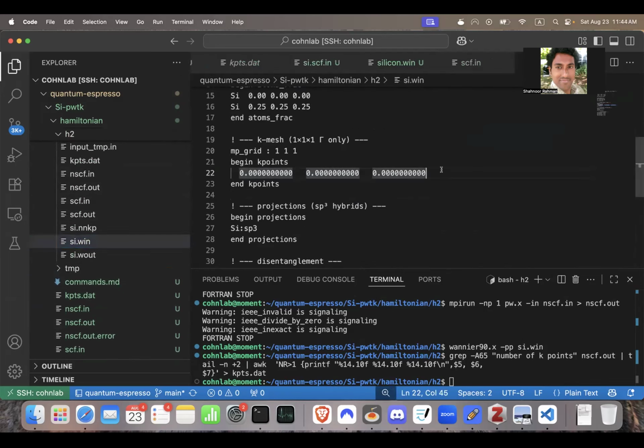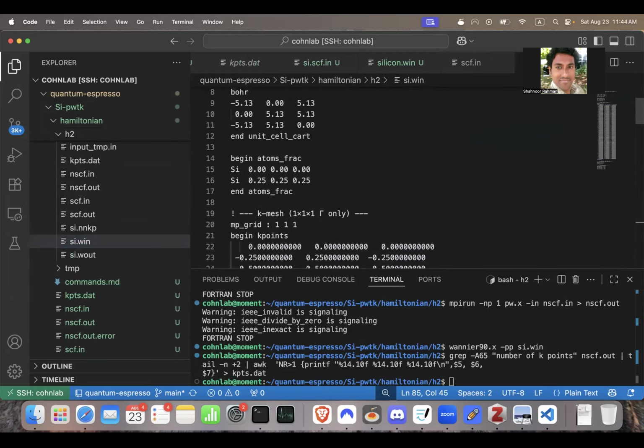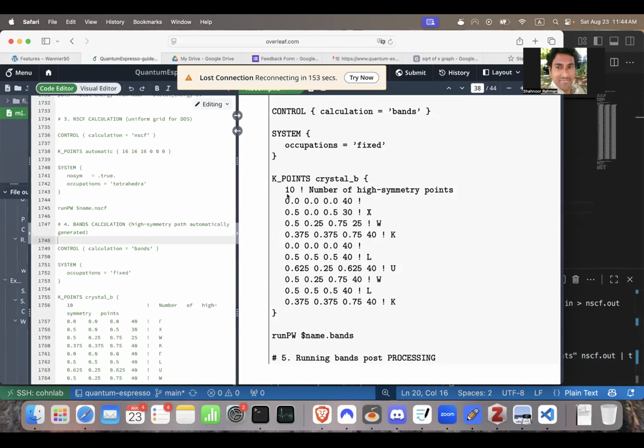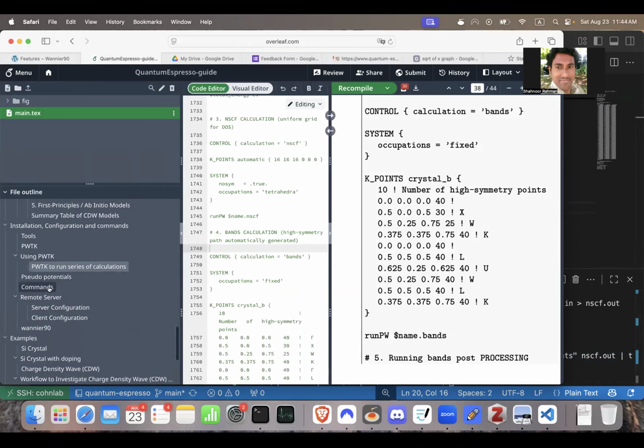Si.win. I tried many things. So just 64 points, and this should be 4, 4, 4. So it knows there are 64 points. This command is a little complicated, but I think I have listed this command in the overlay file.